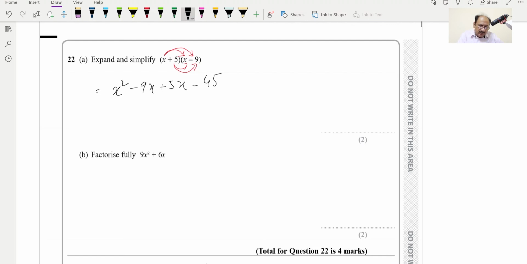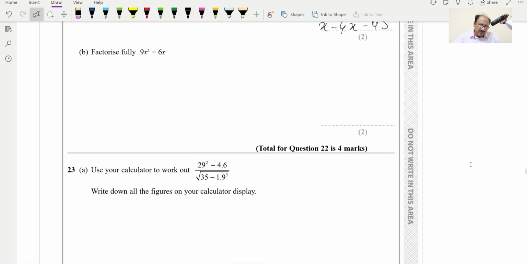And this one, adding like terms: x squared minus 9 plus 5 will be 4x, so minus 4x, and minus 45. This will be the expression which we can provide as the answer. It is a 2 mark question, you just have to multiply the two expressions, two terms basically.